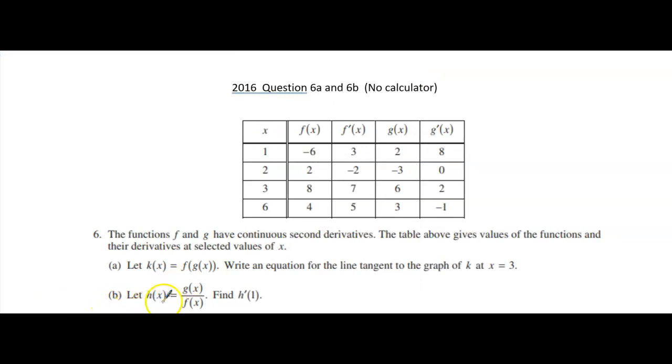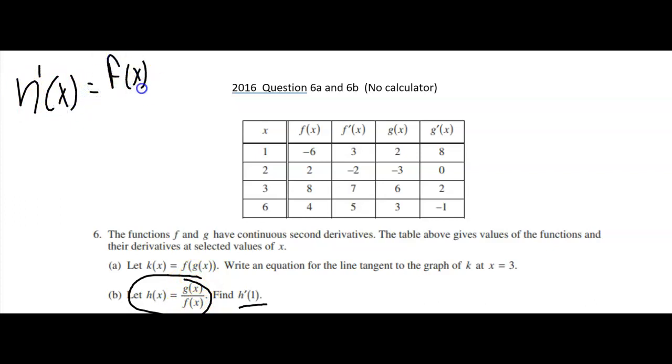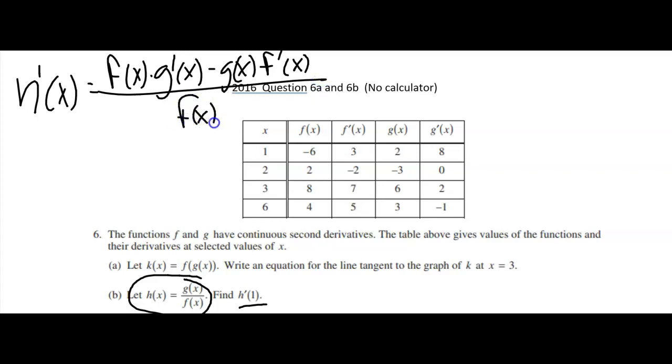So for part B, it says, let h of x be equal to g over f, find h prime of 1. So to find h prime of 1, we got to do 2 things. I got to find the derivative first, and then I'm going to plug in 1. So let's find the derivative. Well, in order to find the derivative, I have to know what kind of derivative to do. This is a quotient, so I'm going to do the quotient rule. So h prime of x is going to be equal to low d high minus high d low, draw a line, square below.